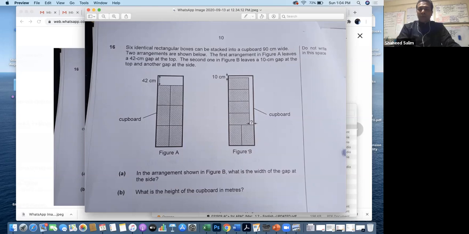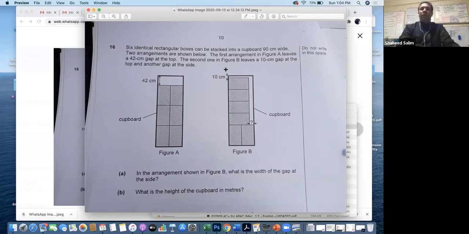I divide this by 2. 90 divided by 2, I get 45. From here to here is 45. This 45 is also the same down here, 45. This is also 45. This is also 45. This is also 45. Plus 10. This part here, 10 plus 45 plus 45 plus 45 plus 45 is the same as 1 length, 2 lengths plus 42. Can see now?